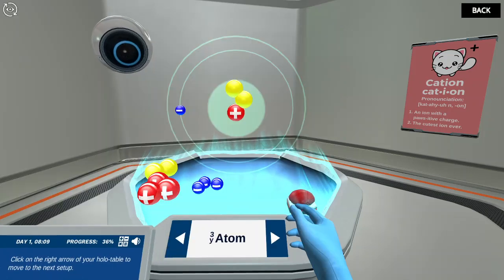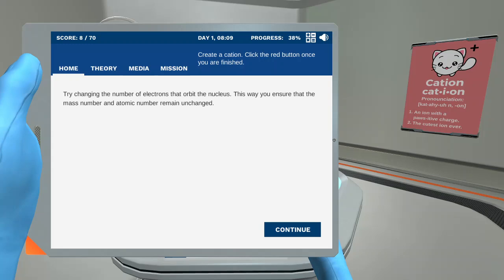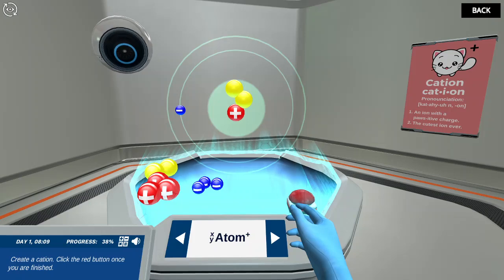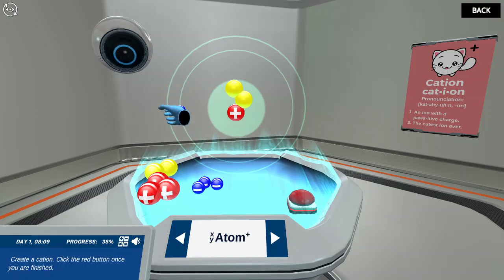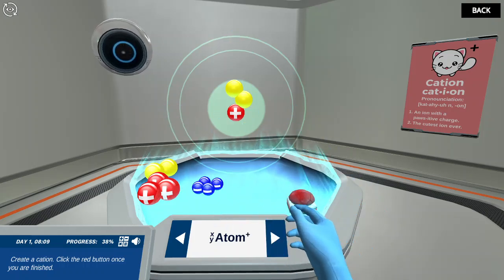Click on the right arrow of your hollow table to move to the next setup. Create a cation. Click the red button once you are finished. Try changing the number of electrons that orbit the nucleus.